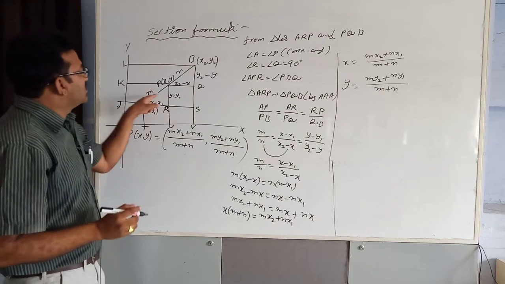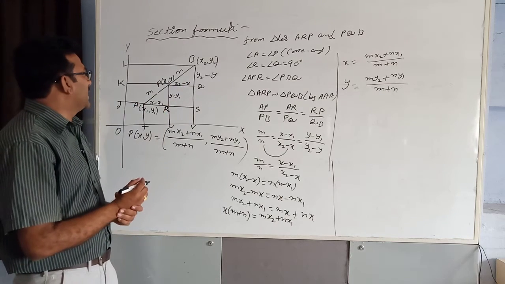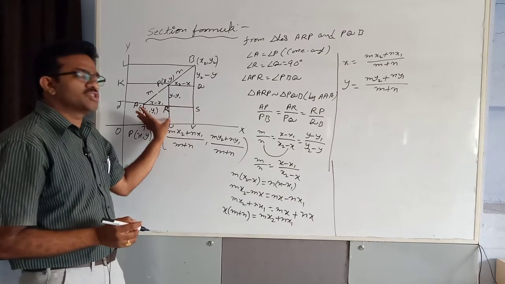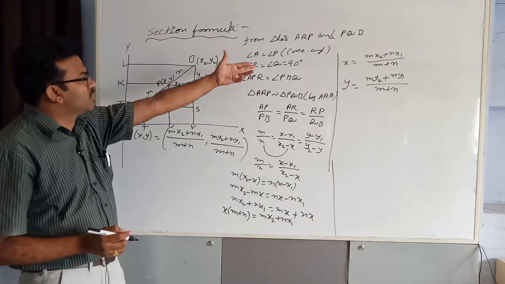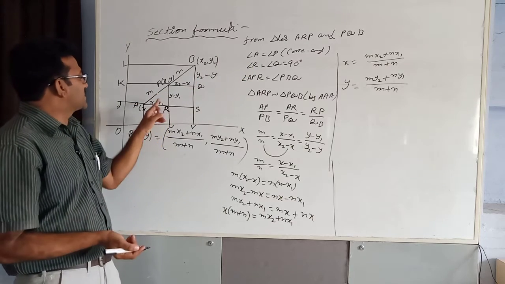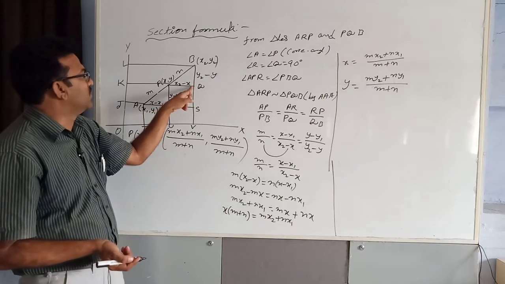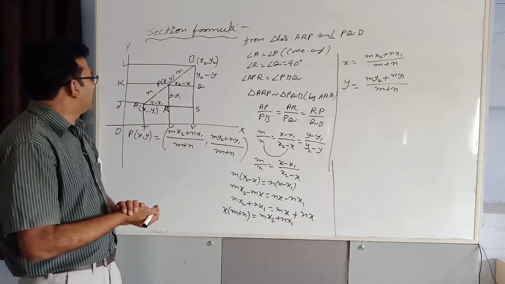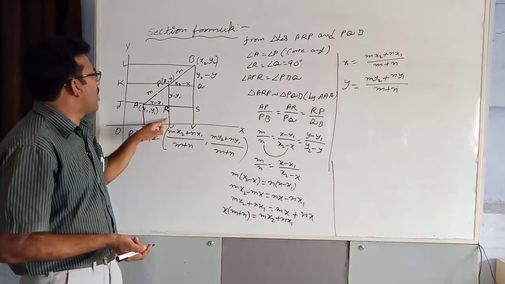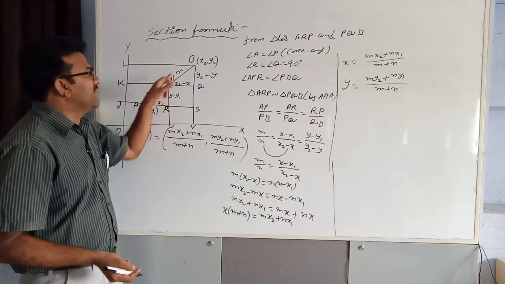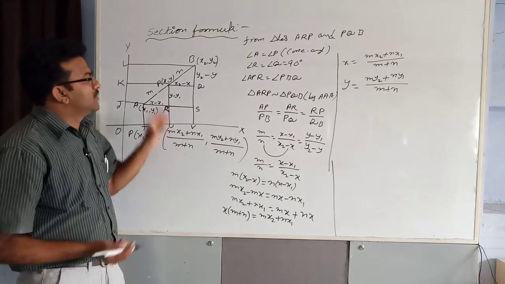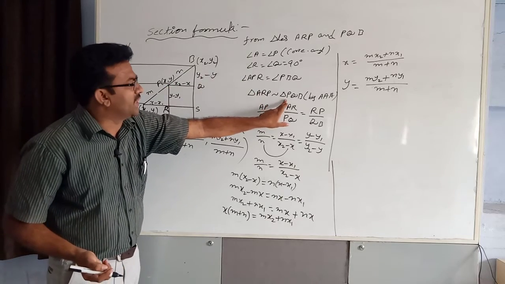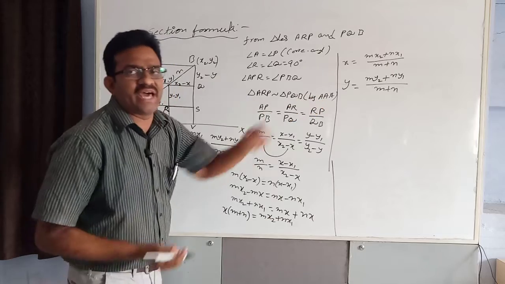So from these two triangles, we take angle A equal to angle P, because these two lines are parallel, so those two are corresponding angles. Next, angle R equal to angle Q, that is 90 degrees. According to the angle sum property, angle APR equal to angle PBQ. So triangle ARP is similar to triangle PQB by AAA similarity.